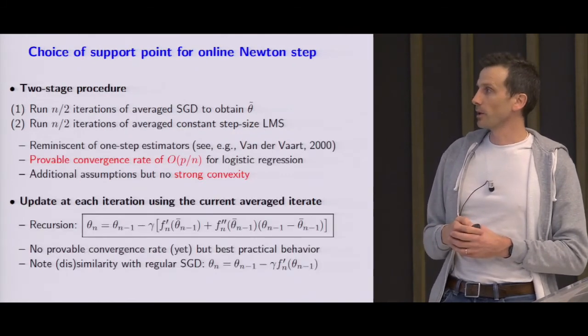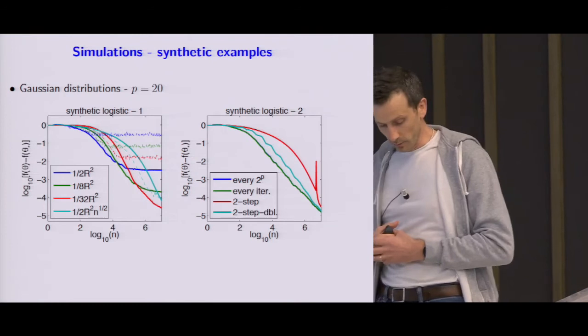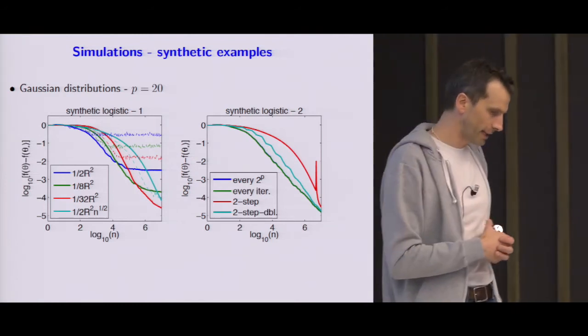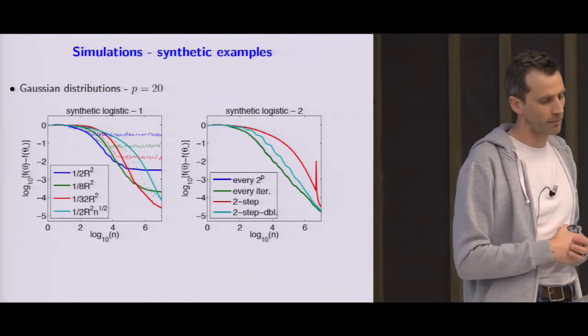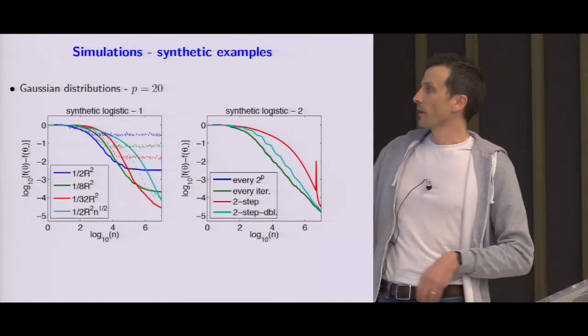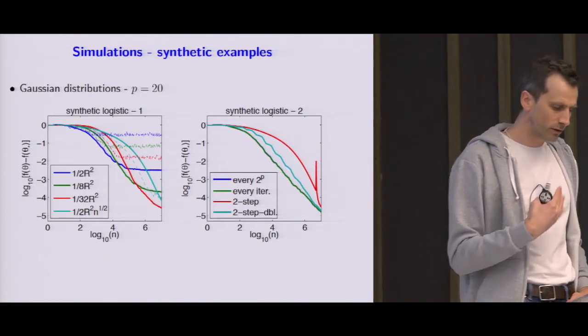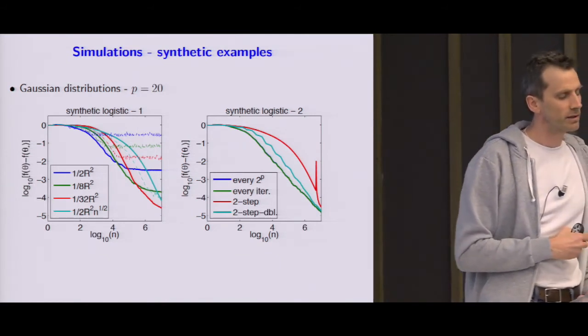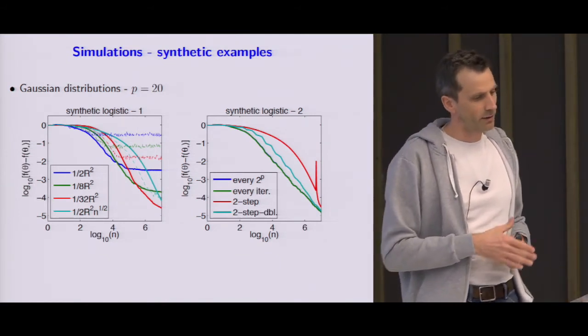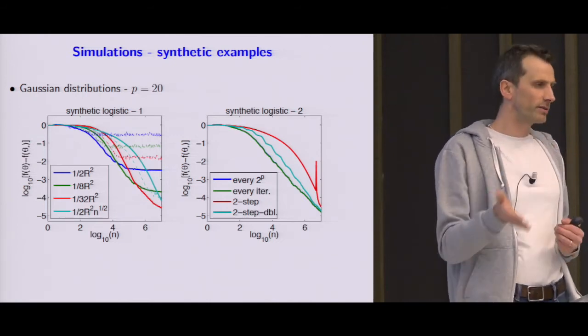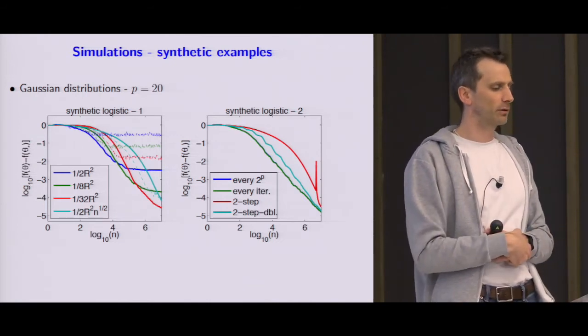So how does it work? We can prove this O of P over N convergence rate. So this is something which we can prove. But it doesn't really work. Why doesn't it really work? Because this is also very classical in optimization: algorithms for which you have a proof are not the ones which you really want to use in practice.